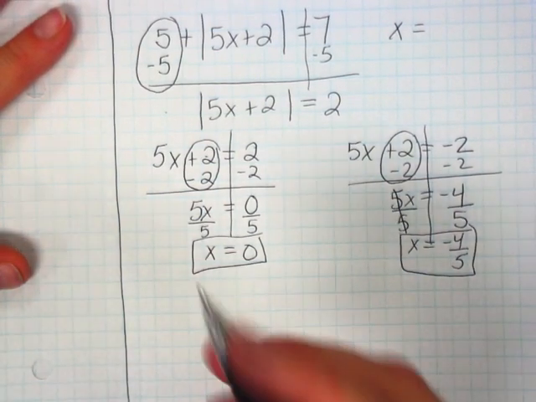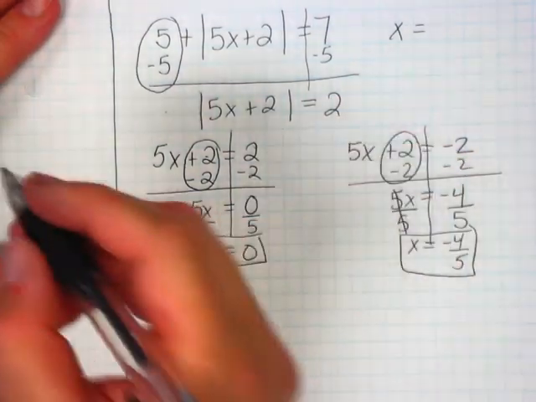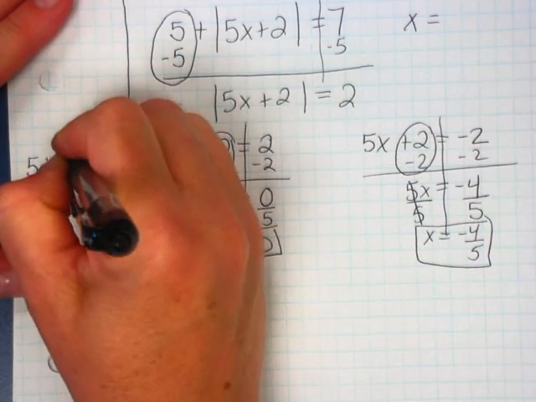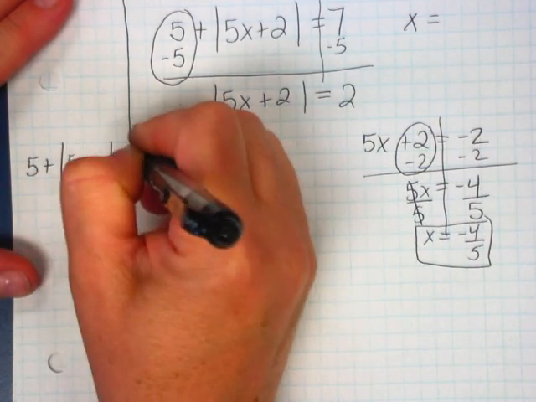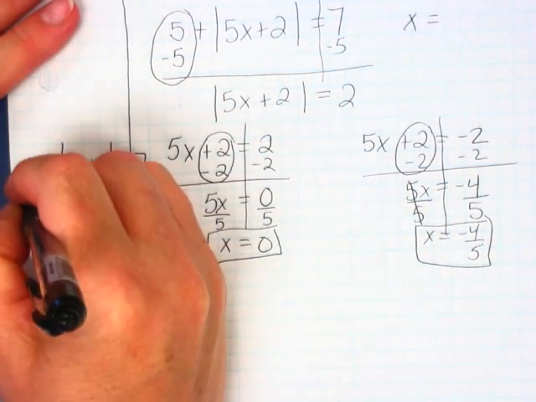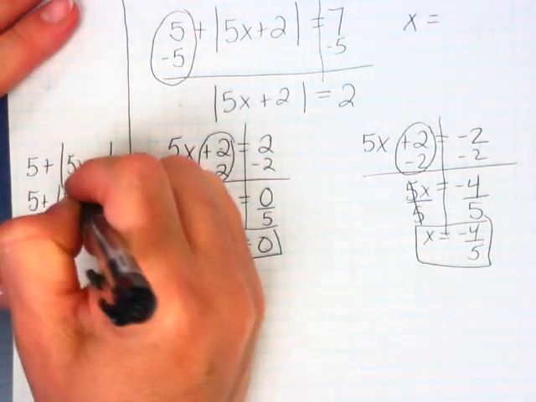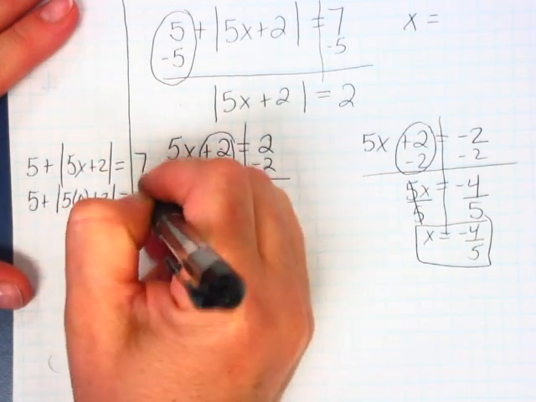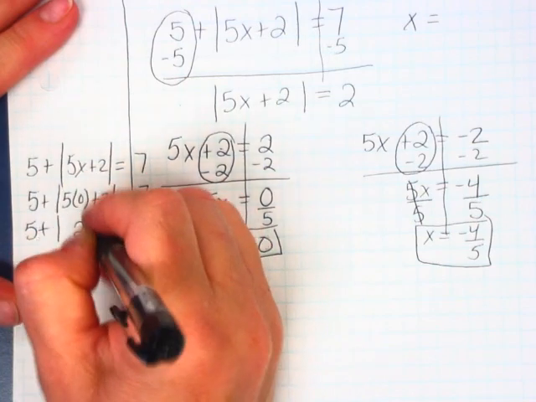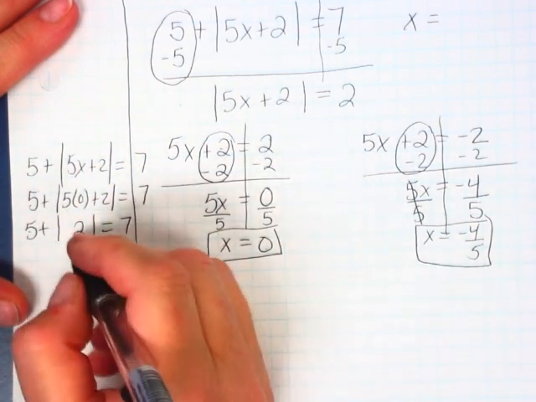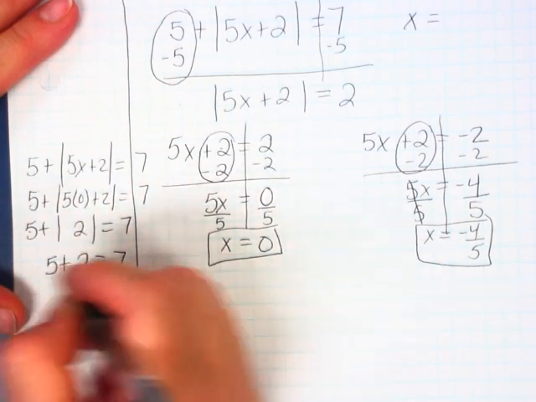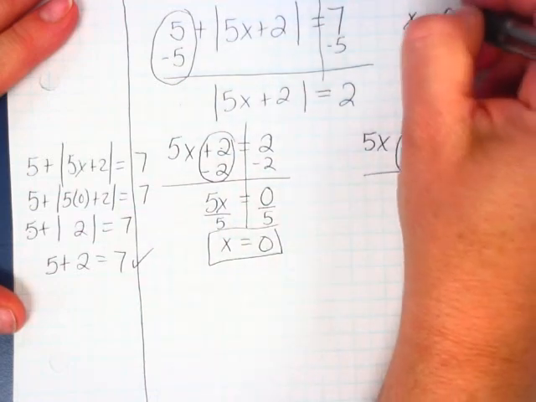I'm going to start with 0. So I go back to the very first problem, the original problem, and the original problem was 5 plus the absolute value of 5x plus 2 equals 7. And so I'm going to go in there, and everywhere that I have x, I'm going to put a 0. So 5 plus the absolute value of 5 times 0 plus 2 equals 7. And then what I get inside here is 0 plus 2, which is 2. And 5 plus the absolute value, the absolute value of 2 would be 2, and 5 plus 2 would be 7. So 0 did work.